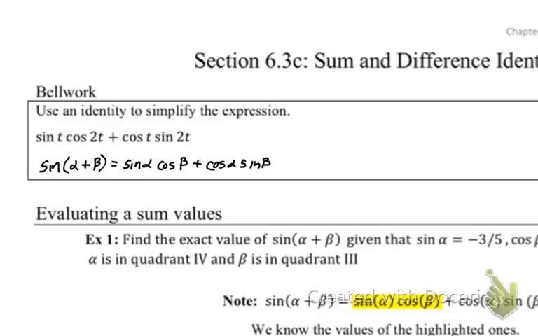So t is our alpha. 2t is our beta. So working this backwards, we're going to have sine of alpha, which is t, plus beta, which is 2t. So it should have come out with sine of 3t. Sine of 3t, so your answer should have been C.